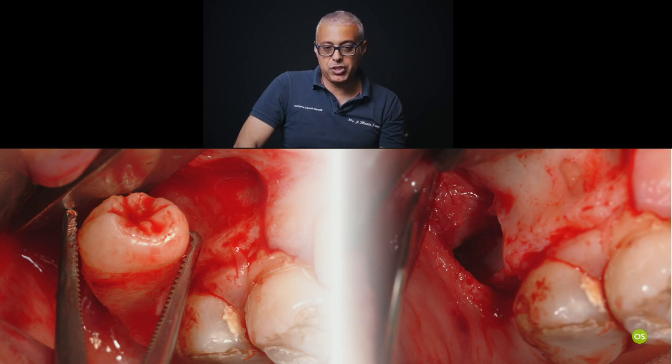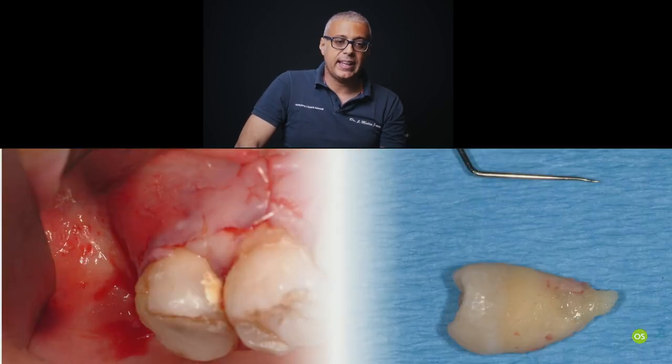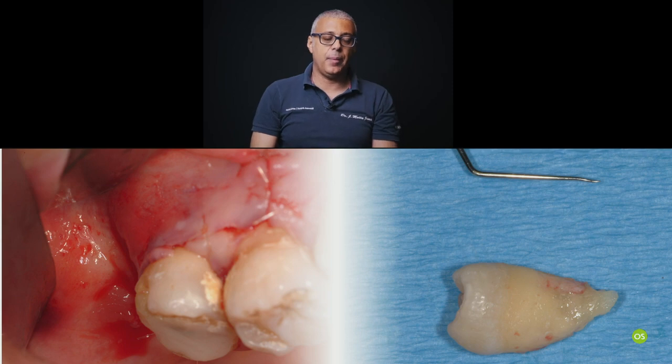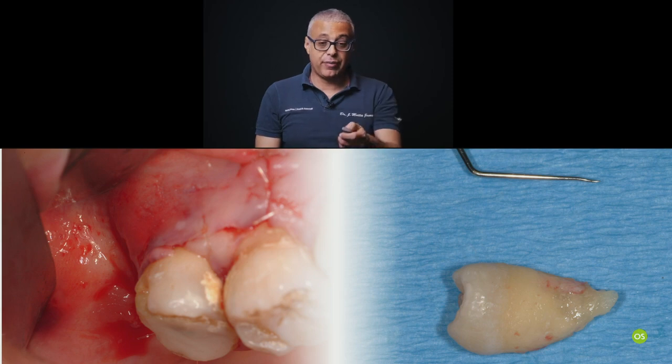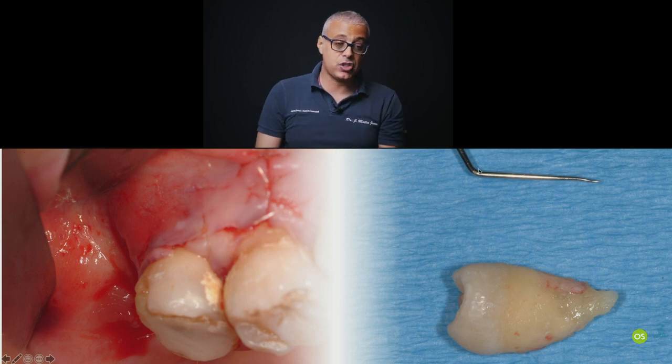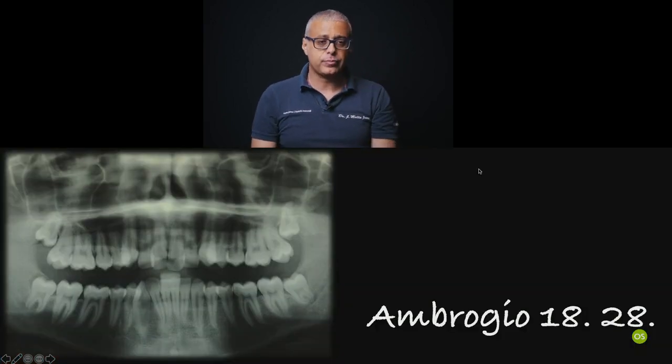granulation tissue or inflammation tissue inside, and we can close the wound with a primary closure, in this case with a monofilament suture. And we see, as we saw in the radiograph, in the comparison between the radiograph and the root, that the root wasn't particularly developed, and it was a quite straightforward extraction.